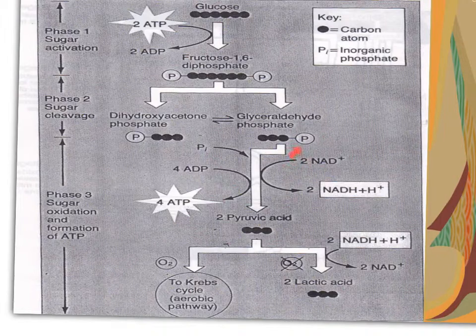We have our phosphates being broken off. We have hydrogens and electrons being released. They're being picked up by NADH and taken to the mitochondria.